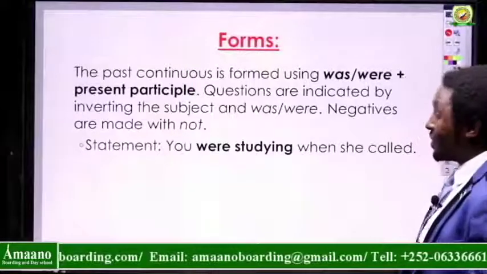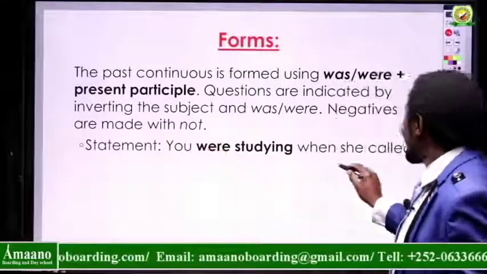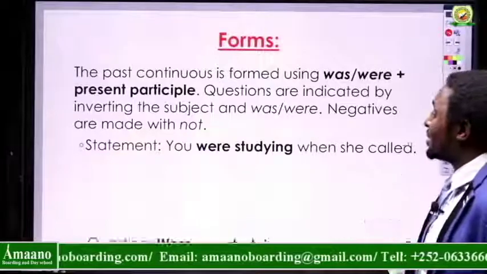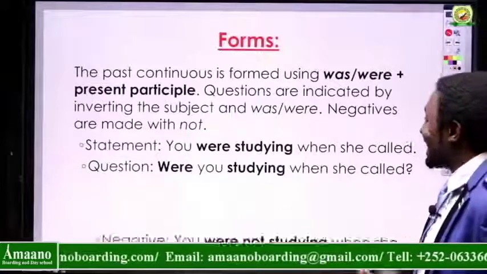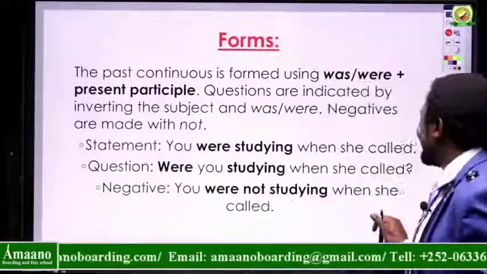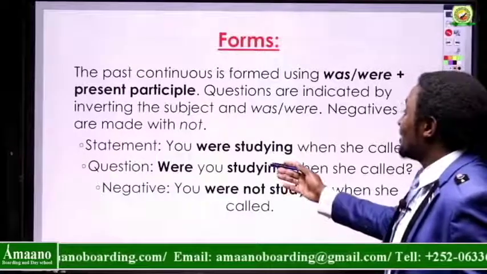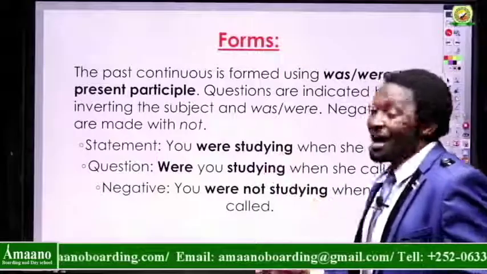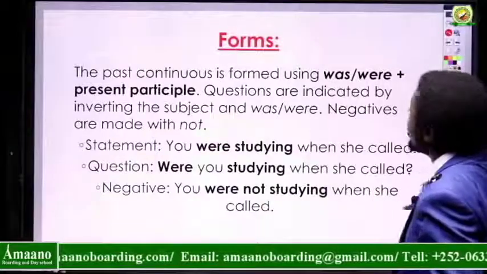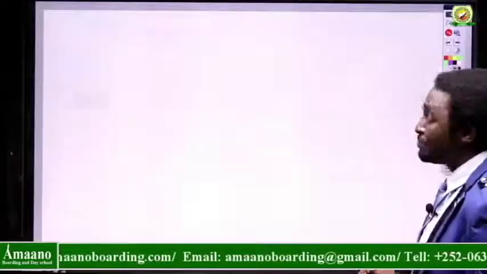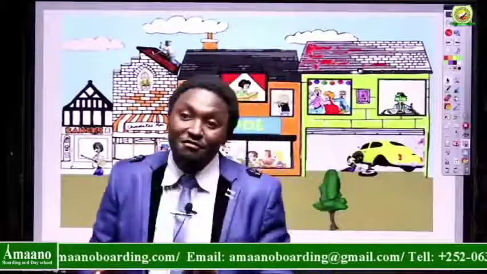So, for example, a statement which is positive or affirmative: you were studying when she called. A question: were you studying when she called? And negative: you were not studying when she called. So this is negative, this is a question, interrogative, and the first one is affirmative. Now, we are going to learn the functions of the past continuous tense. But before that, I would like us to watch a very short video.